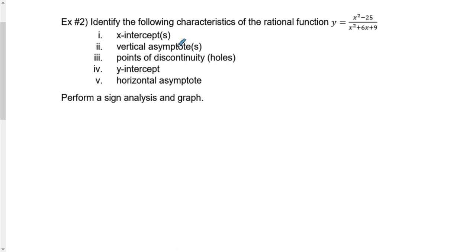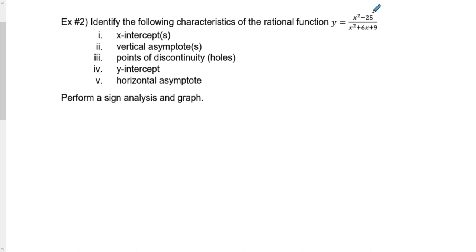The good news is we're not going to be doing anything different. We're just going to practice those same skills over and over. So the first thing we're going to do is identify the following characteristics for y equals (x squared subtract 25) divided by (x squared plus 6x plus 9). We're going to identify our x-intercepts, our vertical asymptotes, any points of discontinuity that we might have, which are holes, our y-intercept, and our horizontal asymptote. Perform a sign analysis, and we're going to graph it.